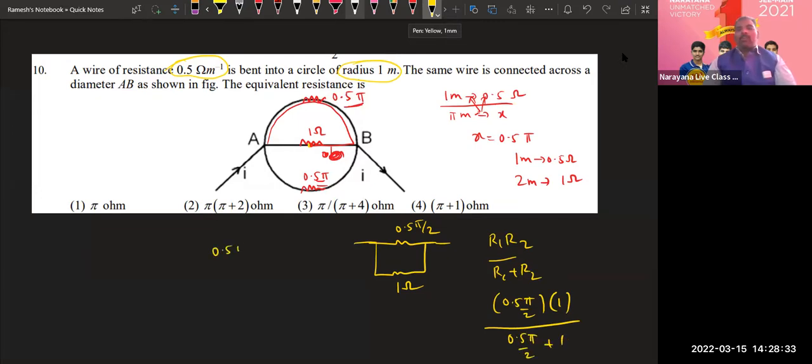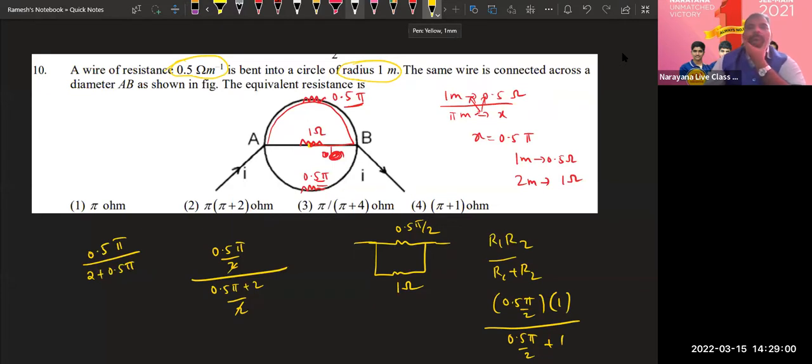So 0.5 into pi by 2, whole divided by how much? 0.5 into pi plus 2, divided by 2. 2 is getting cancelled out. So some more simplification we have to do. 0.5 into pi, whole divided by 2 plus 0.5 into pi. Pi, 0.5 I am bringing down.